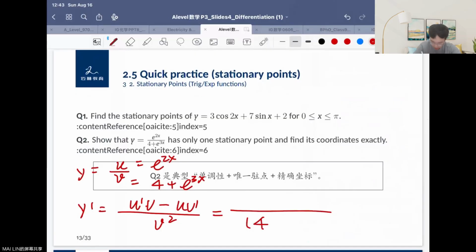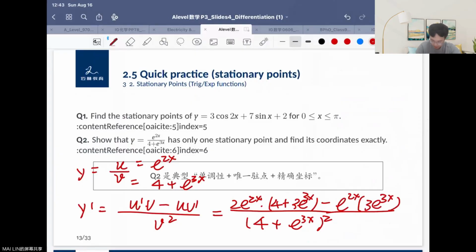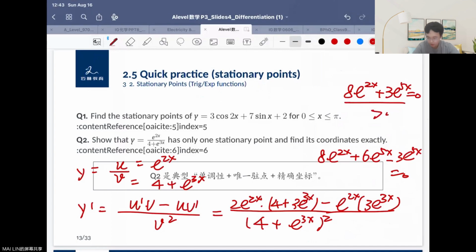So we can put the values in. v squared is (4 plus e to the power of 3x) squared, and u' is 2 times e to the power of 2x, times 4 plus e to the power of 3x, minus u, which is e to the power of 2x, times 3 times e to the power of 3x, right? Then we can simplify a little bit. The numerator is 8 times e to the power of 2x plus 6 times e to the power of 5x minus 3 times e to the power of 5x equals 0. So it is 8e^(2x) plus 3e^(5x) equals 0, right? We already know that exponentials are bigger than 0, so they cannot sum to zero.